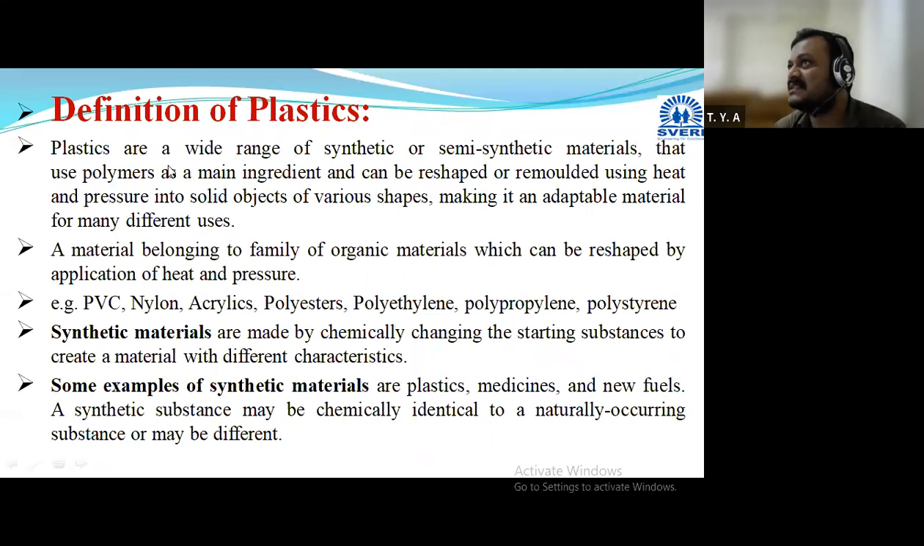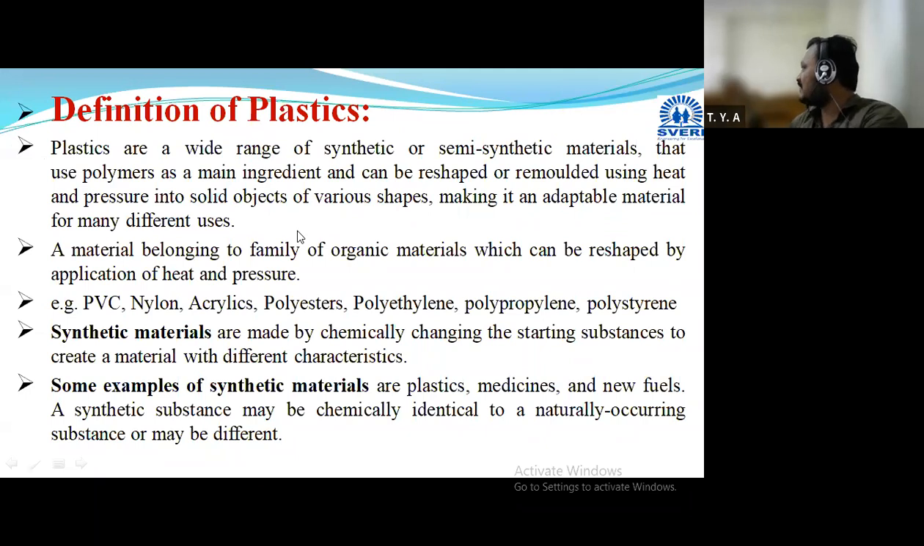Already I have discussed this. Okay, plastics are a wide range of synthetic or semi-synthetic materials that use polymer as an ingredient and can be reshaped or remolded using heat and pressure into solid objects of various shapes, making it an adaptable material for many different uses. Okay, this is your plastic material.